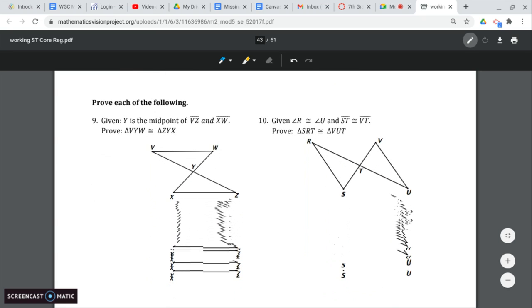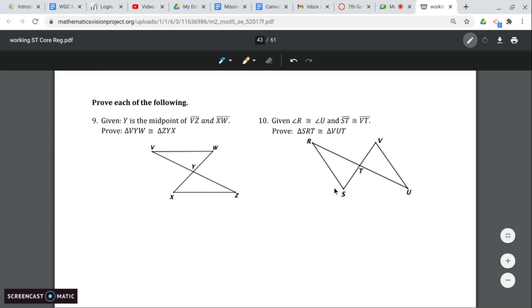Now, the next section we're looking at here is proving. So you have 2 proofs on this. I'm going to do 2-column proofs. I'm going to do one of them entirely with you and give you a few tips for the other one, okay? So we're going to look at number 10. So we've got our statements and we have our reasons.